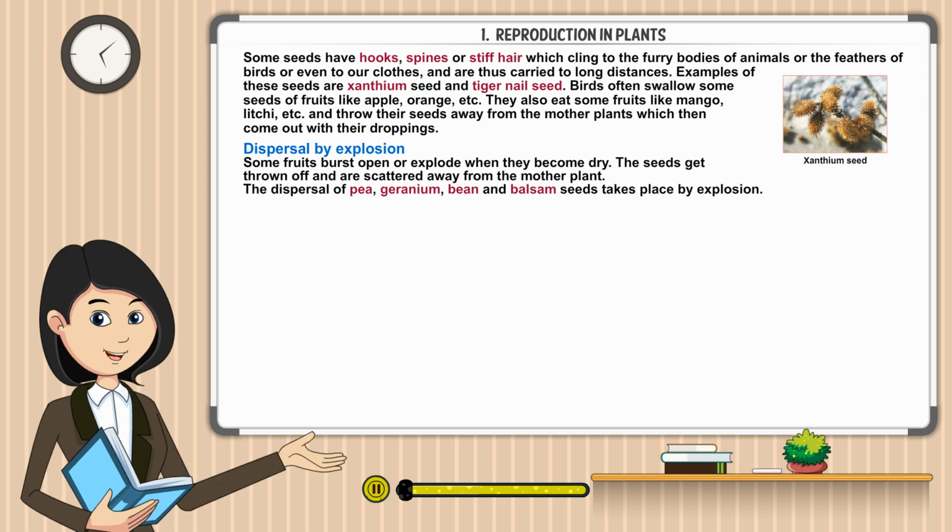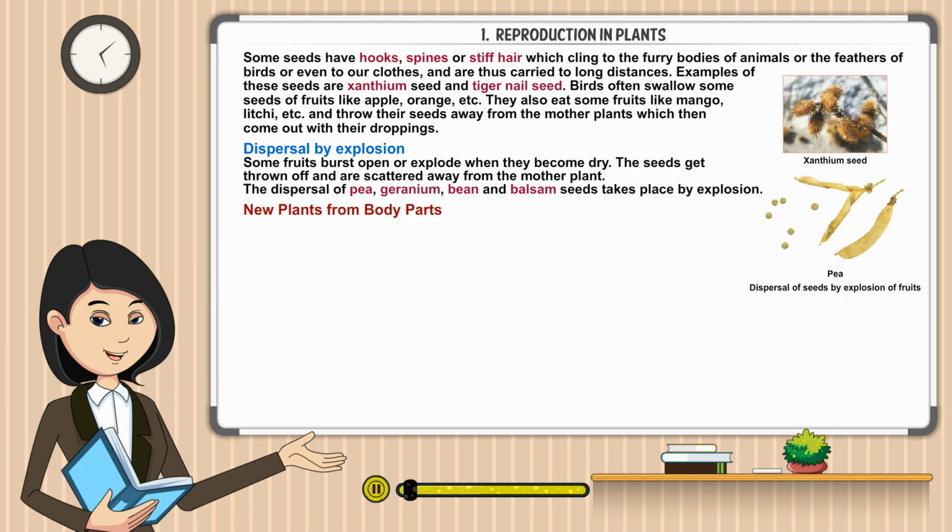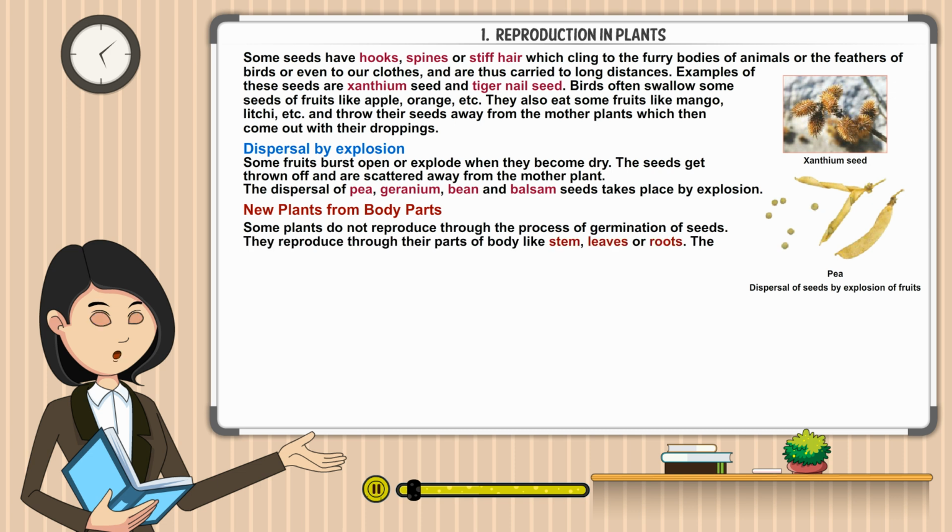The dispersal of pea, geranium, bean, and balsam seeds takes place by explosion. New plants from body parts. Some plants do not reproduce through the process of germination of seeds. They reproduce through their body parts, like stem, leaves, or roots. The method of obtaining new plants from the roots, stems, and leaves of the parent plants is called vegetative propagation.